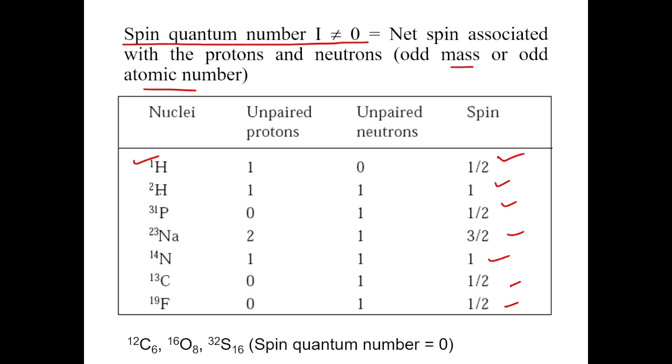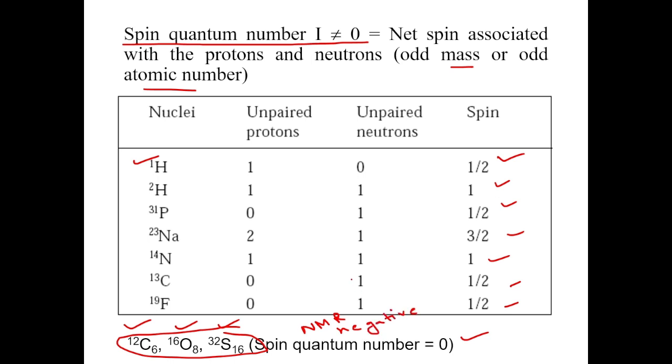If both are even, say carbon 12 (atomic number 6), oxygen 16 (atomic number 8), sulfur 32 (atomic number 16), both the mass number and atomic number are even. For them, the spin quantum number is 0, so these nuclei are NMR inactive. They cannot be used for NMR spectroscopy.